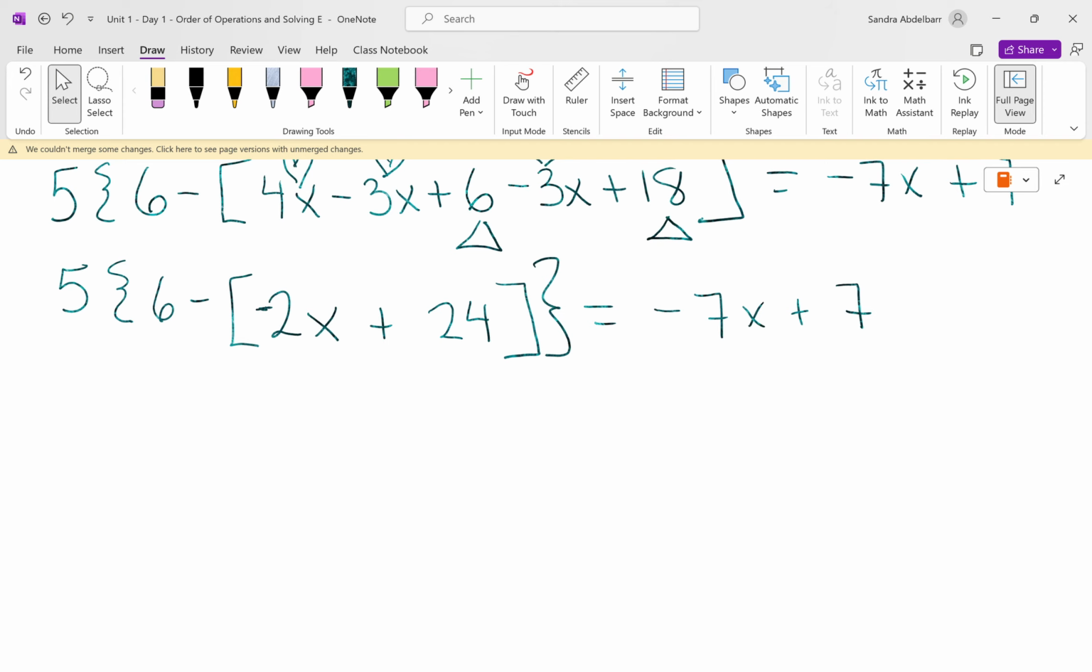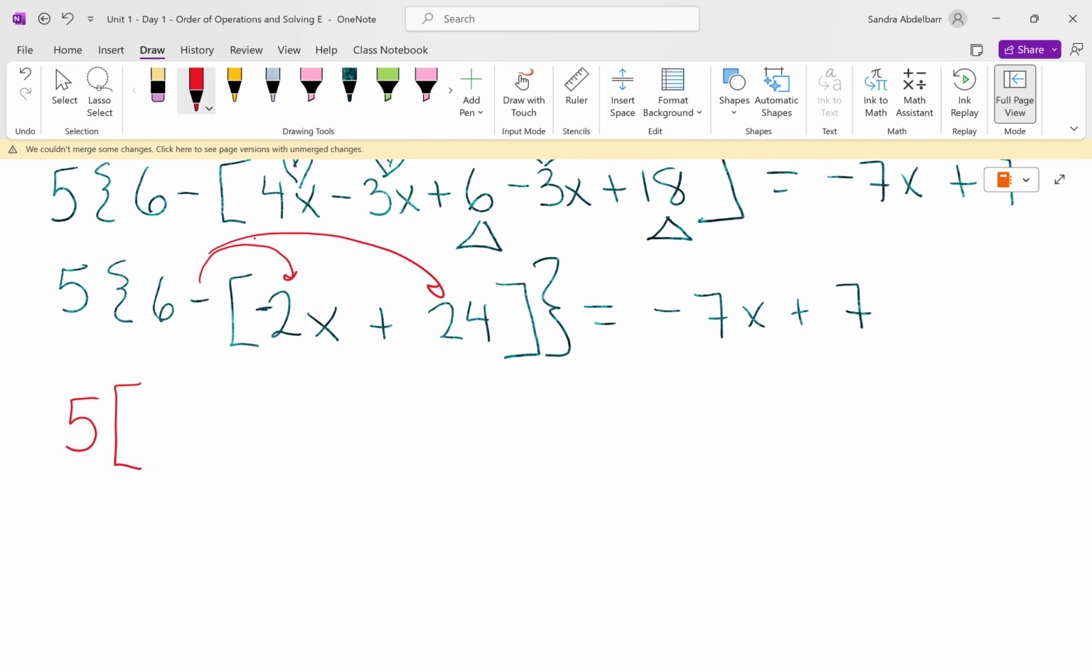So now we're inside of this. If you lost your square brackets here, that might have messed you up. You need those square brackets because see how it's 6 minus this whole quantity? That minus needs to get distributed into that bracket. So that negative needs to go to the -2x and it needs to go to the 24. If you lost those square brackets and you just did 6 minus -2x plus 24, that might have thrown you off. So let's distribute that in.